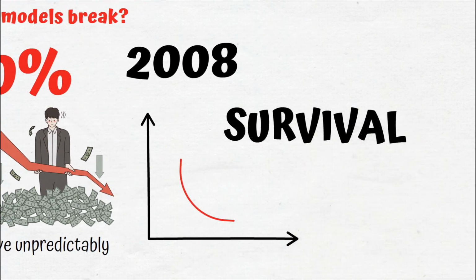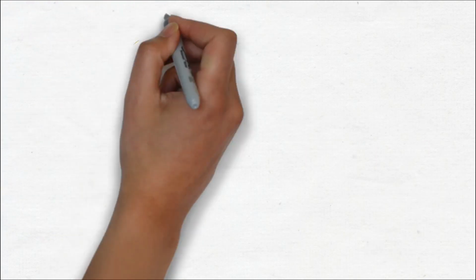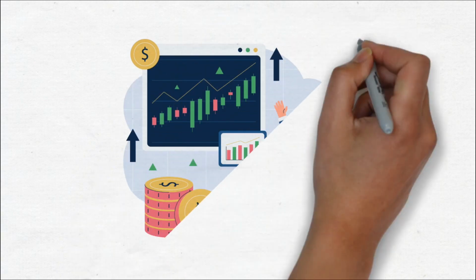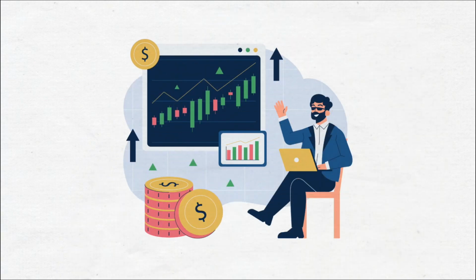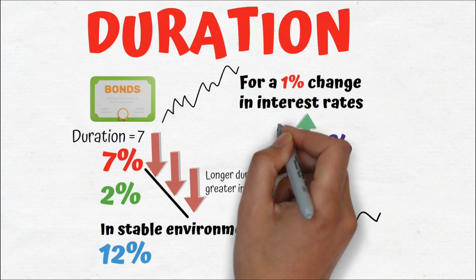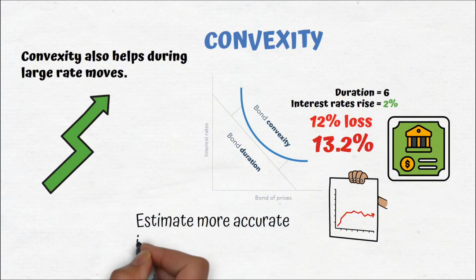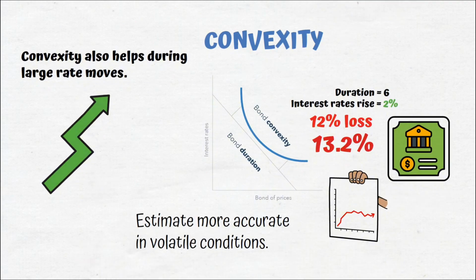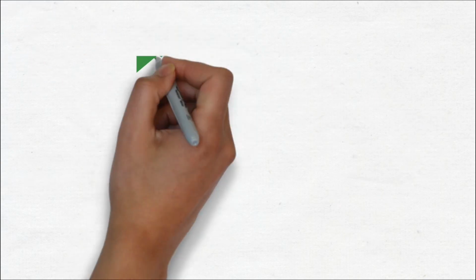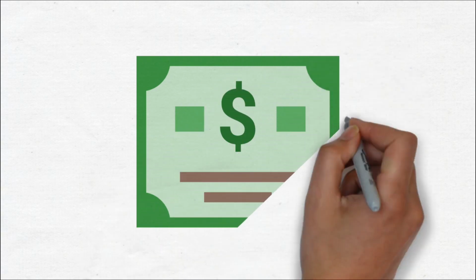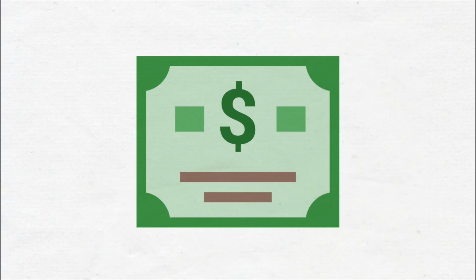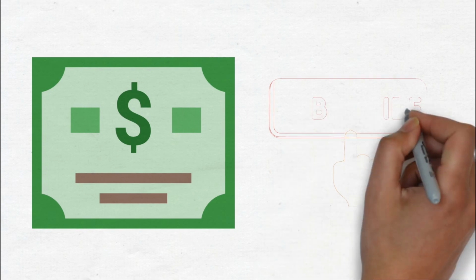It becomes survival. Bond investing isn't just about picking what pays the most. It's about understanding what you're exposed to. Duration shows how bonds respond to interest rate shifts. Convexity makes that estimate more accurate in volatile conditions. Together, they're like a GPS and suspension system. One guides, the other cushions. If you're investing in bonds, even through a 401k or ETF, duration and convexity are silently shaping your returns.